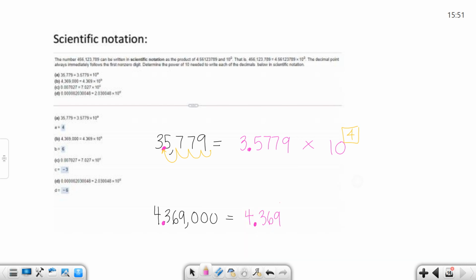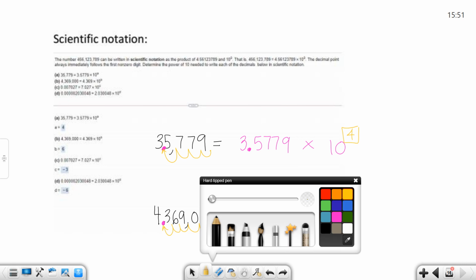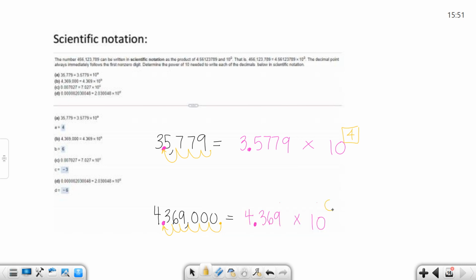Okay, so let's look at this next one. Remember this huge number here that's 4,369,000. My decimal started here, so let's move it over to the pink. I moved it 1, 2, 3, 4, 5, 6 times. And it's 4.369 times 10 to the 6th. For some reason I'm having trouble with the pen. There we go. 10 to the 6th, and that's what it would look like.